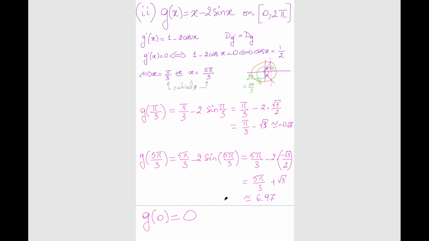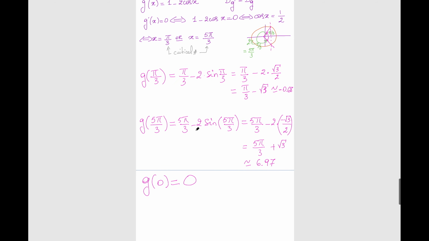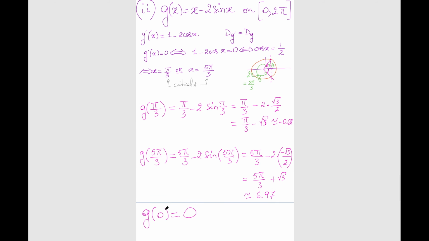So what can we say? At 0, the function is also 0, but that's not a minimum. That's not a local minimum because the function drops below that number at pi over 3. So up to this point, I can say that pi over 3 is so far a global minimum, and so far 5 pi over 3 is a global maximum. I still have to check the 2 pi, g of 2 pi.